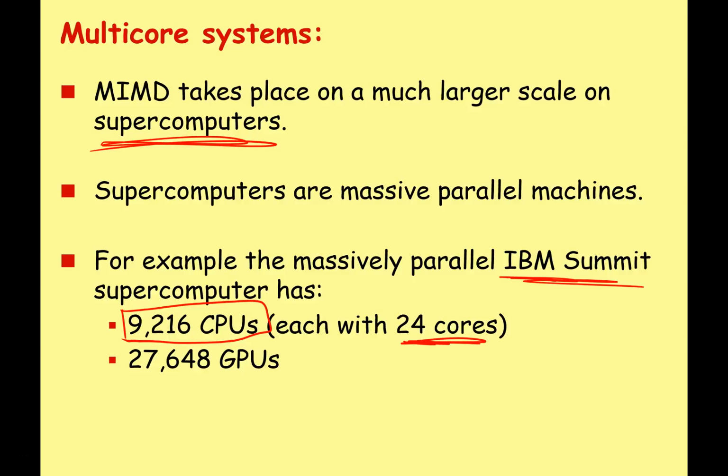On top of that, it's got graphics cards all over the place. It's got 27,648 GPUs. So it can be single instruction, multiple data, multiple instruction, you've got all kinds of combinations possible. So supercomputers are great examples of MIMD systems because they're massively parallel.